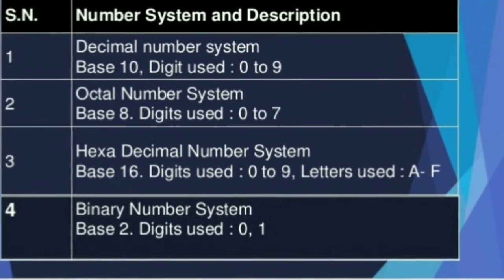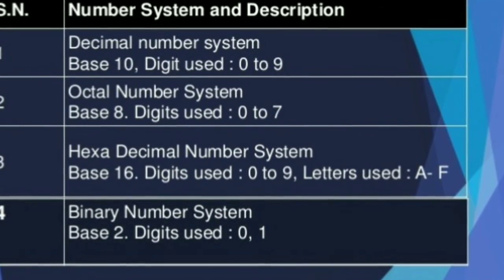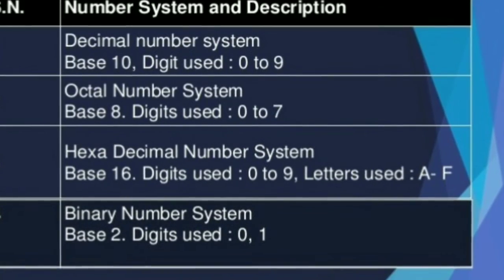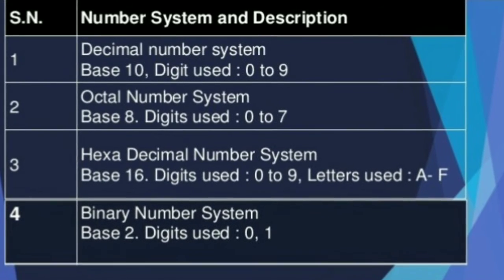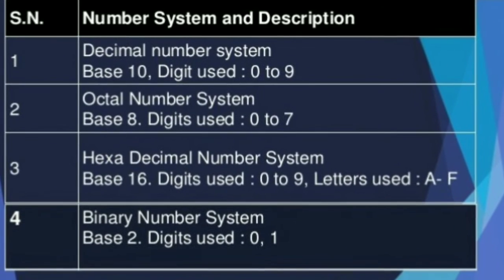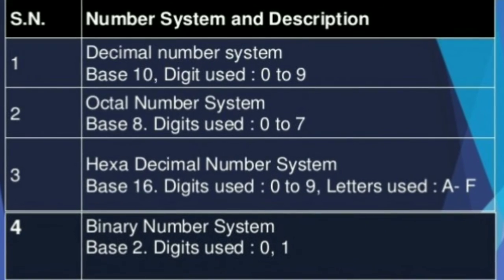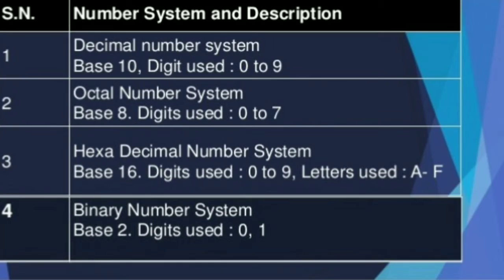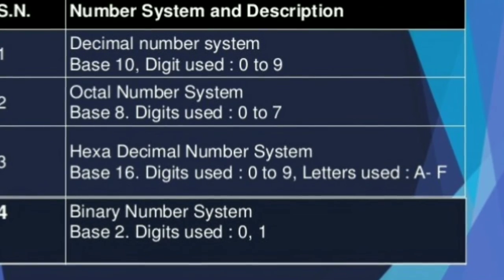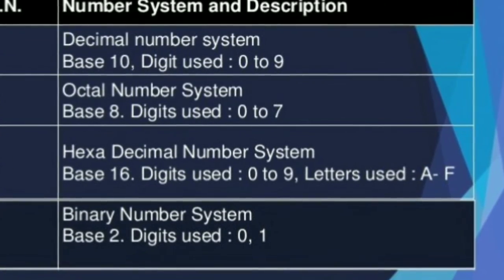First one is decimal number system. So, the number system that we use in our day-to-day life is decimal number system and it uses the base 10 and digits used are 0 to 9. So, आपके डेसिमल नंबर सिस्टम का बेस 10 होता है और उसमें सिर्फ डिजिट्स यूज होंगी 0 to 9.